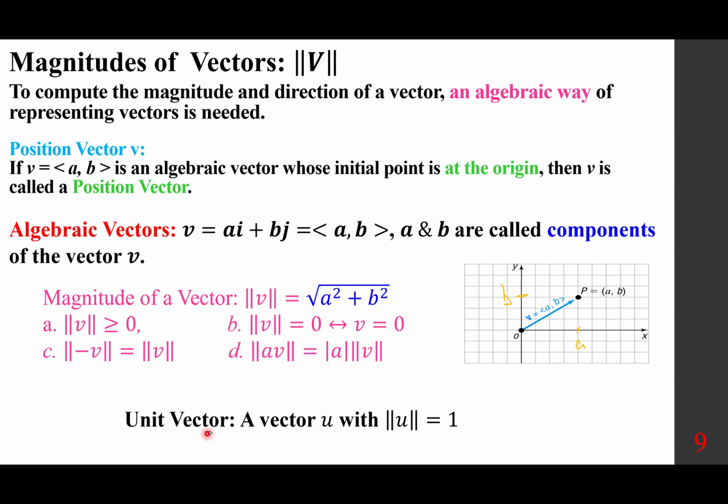Finally, unit vector. A vector u is called a unit vector if its magnitude is equal to 1. Any vector that has a magnitude of 1 is called a unit vector. We're going to take it from there.